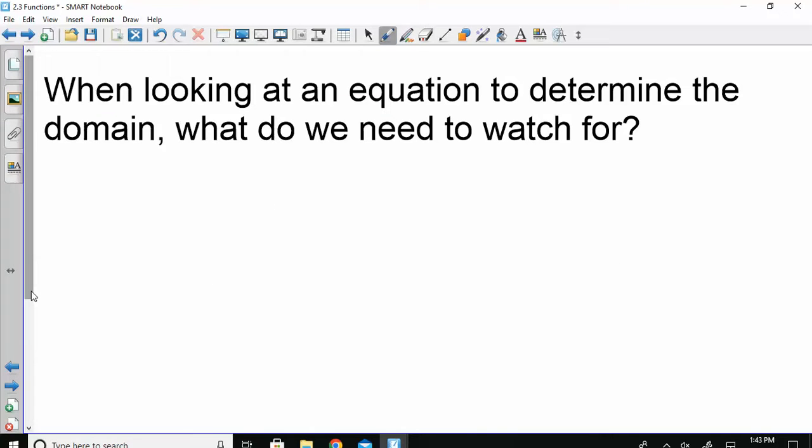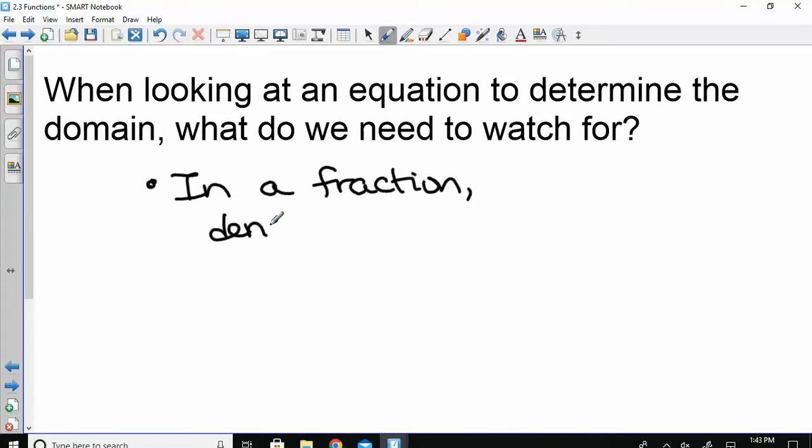So we have just identified domain if I give you the mapping or the graph. From the equation itself, we can also give the domain. There's a couple things we need to remember. One of them we've already seen. In a fraction, what can't happen? There's one thing you can't have in a fraction. Zero. The denominator cannot equal 0.